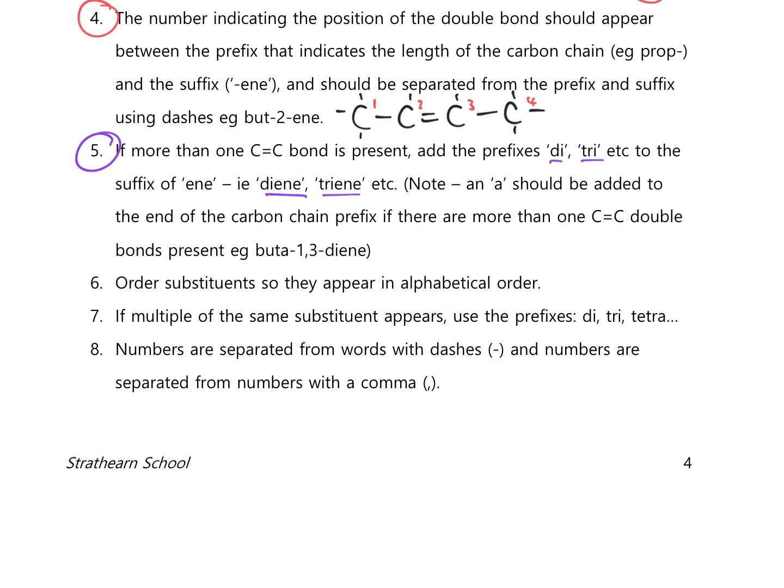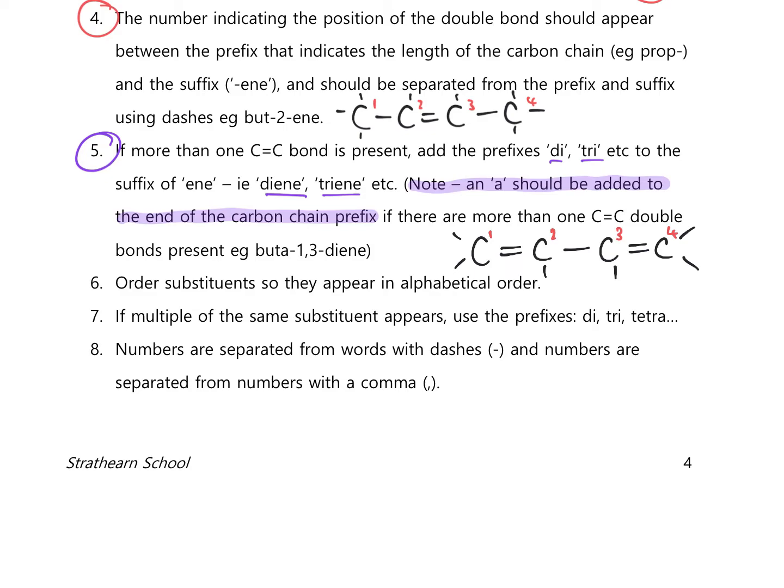Now, this is where we need to be careful. If there's more than one double bond, we should add an A after the prefix of the carbon chain. So note an A should be added to the end of the carbon chain prefix if there is more than one carbon double bond present. So for example, if we had this molecule here, this would be carbon 1, 2, 3, 4. Doesn't matter which way you number it, it would give you the same combination.